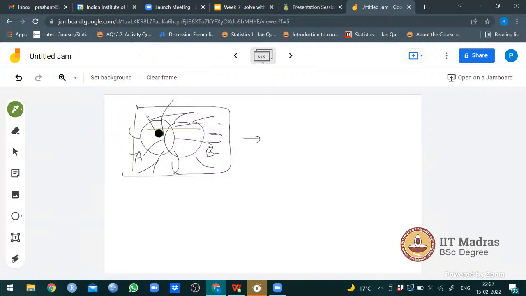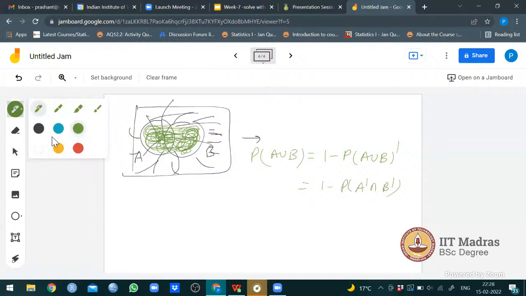This is nothing but this whole region. Sir, except the intersection, right? No. Okay, both together is A union B. See, what is A union B? You can write it as 1 minus probability of A union B whole complement. And you can also write it as A complement intersection B complement. What is A complement in this one? Tell me.